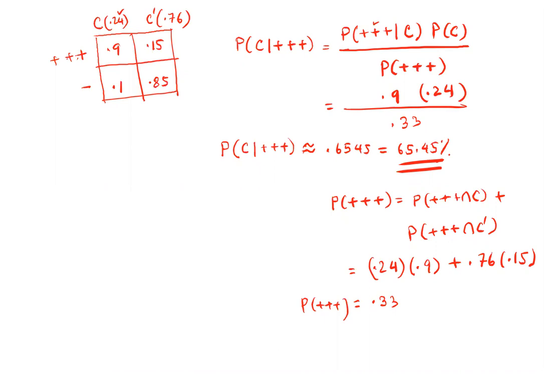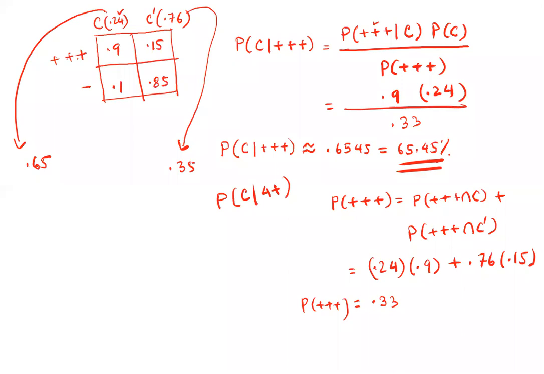So what are the chances of having cancer if you test positive 4 times? The probability of having cancer, given that you test positive 4 times, you could easily do it. Now this number is going to change to 0.65, let's say, and then this number is going to change to 0.35, and everything else is the same. So that's how you do it.